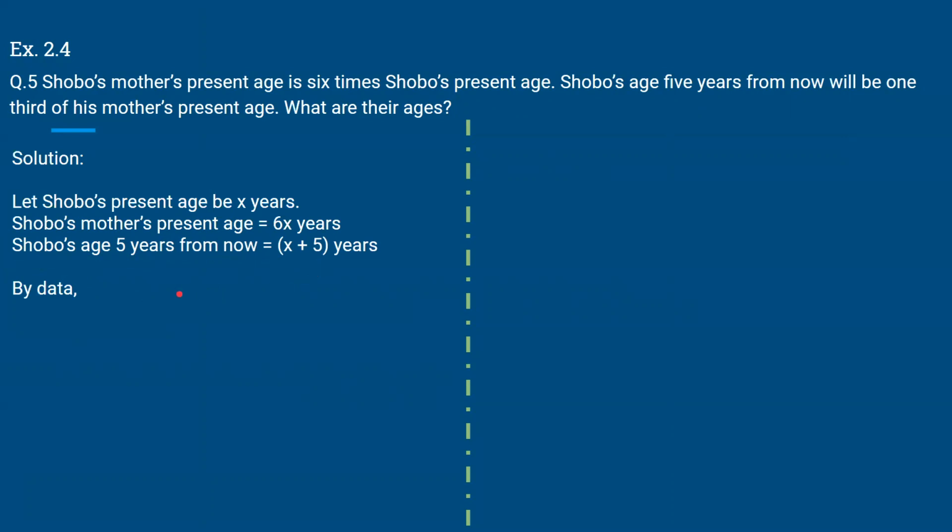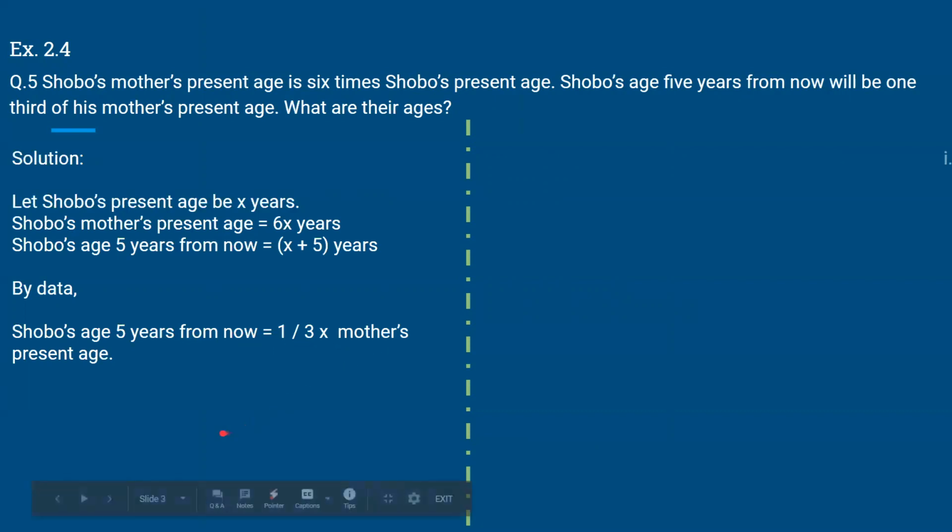Now, by data, it is given that Shobo's age 5 years from now is equal to 1/3 of his mother's age. That is, Shobo's age 5 years from now, x plus 5, is equal to 1/3 of mother's age. So 1/3 multiplied by mother's age, which is 6x. So the left side x plus 5 equals 1 by 3 multiplied by 6x, you will get 2x. So x plus 5 equals 2x.